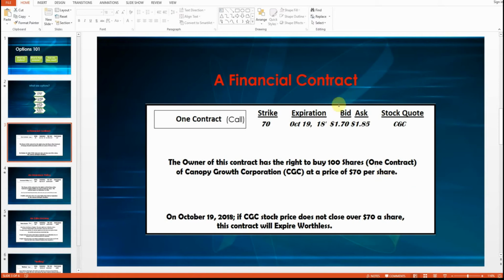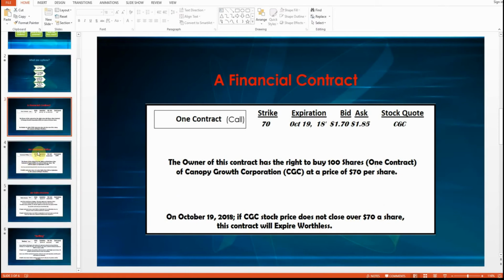So if you're buying this, then you're buying it in anticipation that you think it's going to be worth more than 70 per share, or just that this financial contract is going to be worth more in the near future. So on October 19th, 2018, if Canopy Growth Corporation stock price does not close over 70 a share and you did not sell it before then, this contract's going to expire worthless. So that's just what an option is.